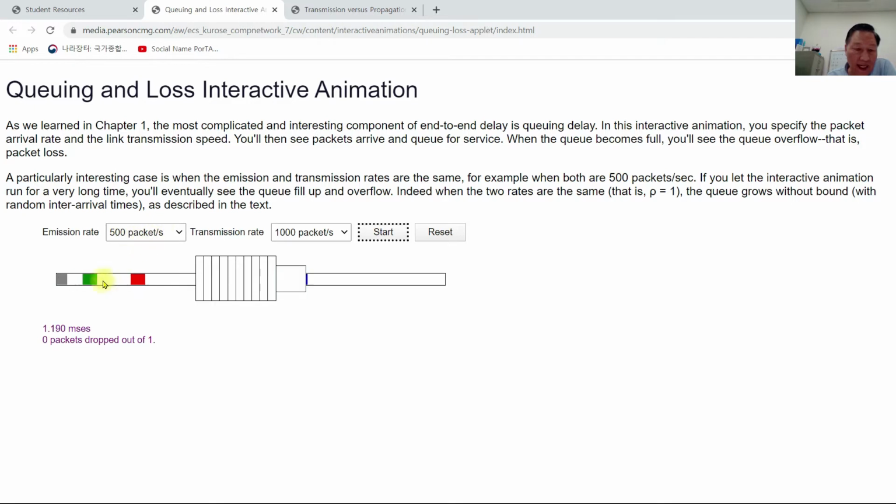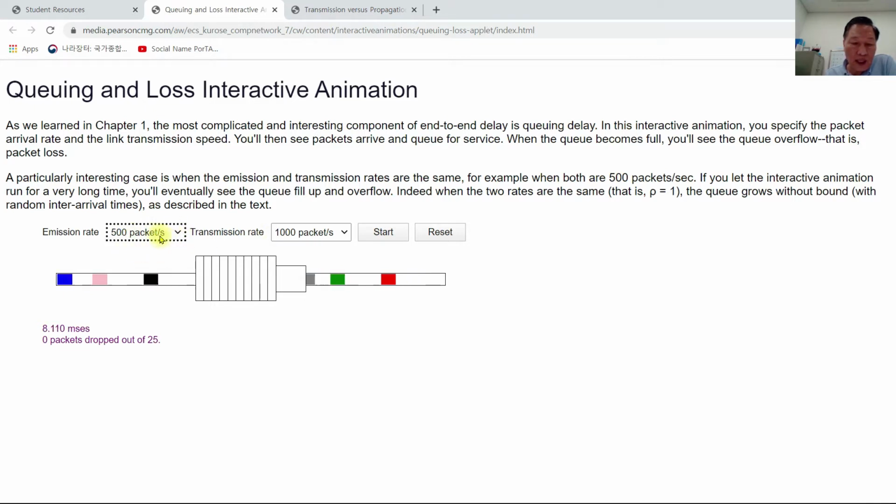500 packets per second are arriving at this router and this queue, and going out through this outgoing transmission link. That speed is 2 times higher than the incoming one. There is no waiting here, and the packets immediately go out.